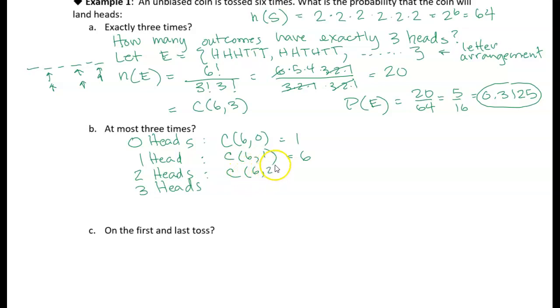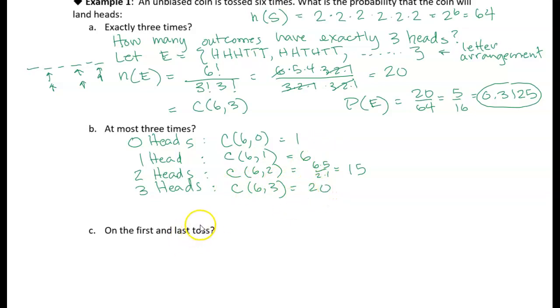6 choose 2 would be the number of ways that you could get 2 heads. We're just going to choose 2 of our slots to fill, and we're going to put heads in those slots, and we're going to fill the rest with tails. So 6 choose 2 is, what is that? It's 6 times 5 over 2 times 1. So that gives me 15. If I want exactly 3 heads, we basically already calculated that. Exactly 3 heads is 6 choose 3, and we calculated that already to be 20.